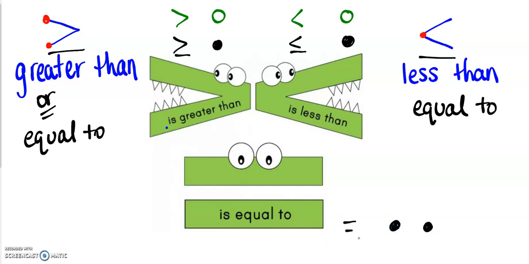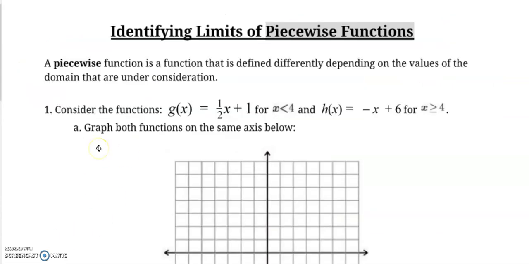So that's my little reminder on those symbols, which we are going to need because we are going to be graphing pieces of functions. That's what a piecewise function is. It is pieces of separate functions put together. Why is it called a function? Because at no point in time does the function have two different values, that means two different outputs for one input.